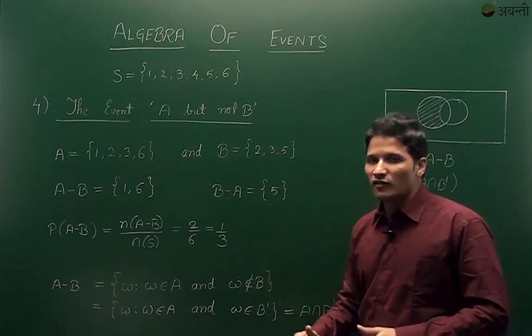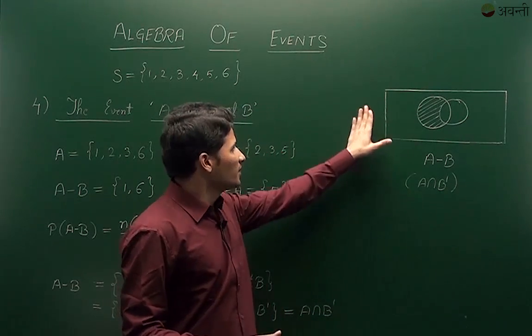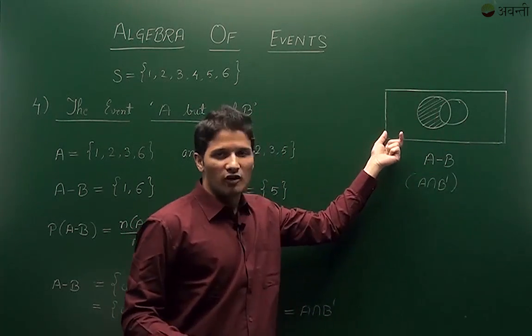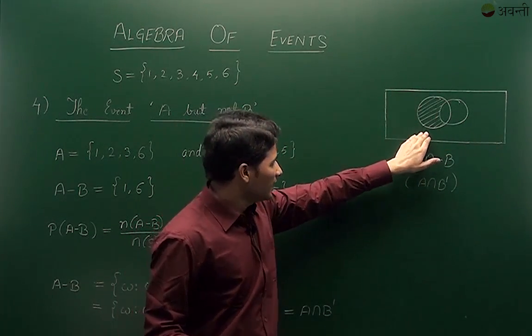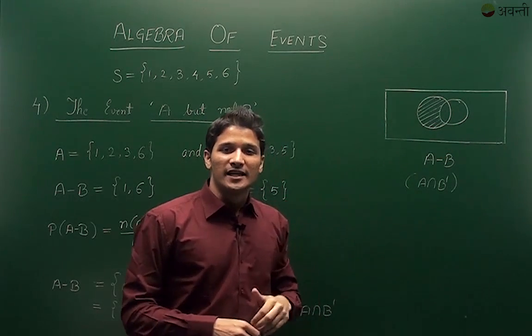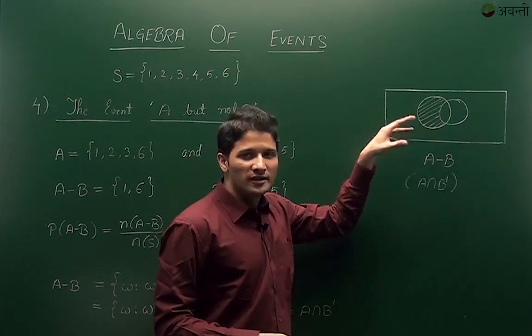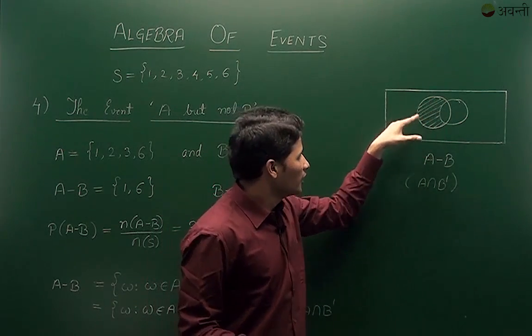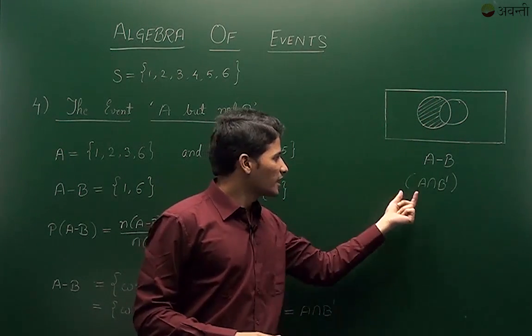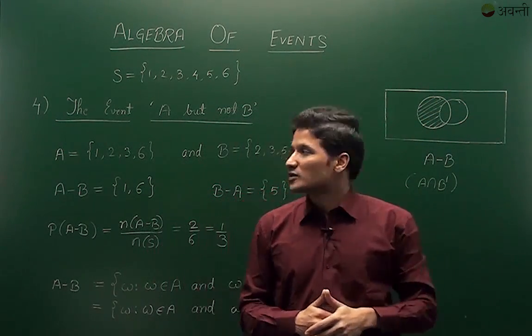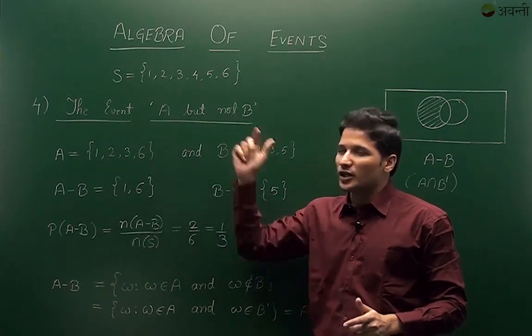And we can write this in the form of Venn diagram. So this is our entire sample space or universal set. This is set A, this is set B, and set A minus B would be this shaded region. Only that part has been shaded which is only in A. So this is A minus B or A intersection B prime, and this was the event A but not B.